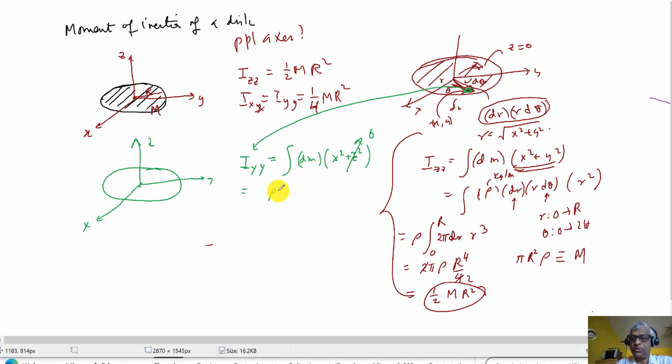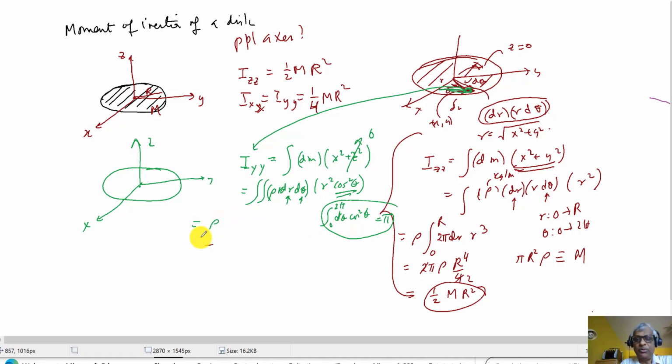So dm is rho r dr d theta. In here, x is just r cosine theta, so we get r square cosine square theta. And you have two integrals, one on r, one on theta. The theta integral goes from 0 to 2 pi of d theta cosine square theta. That's going to be pi. You can work it out doing the double integral.